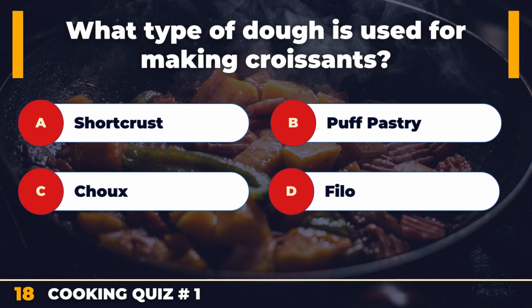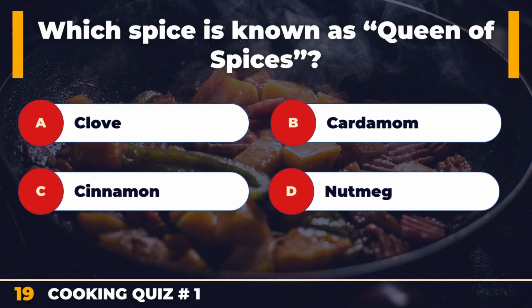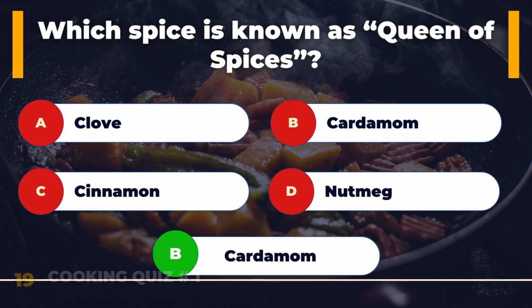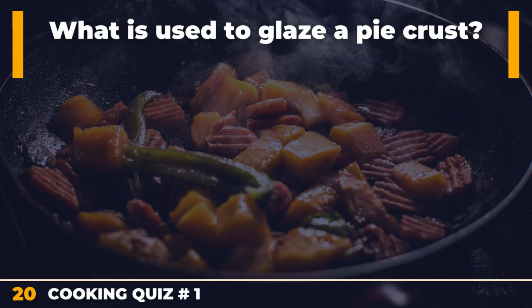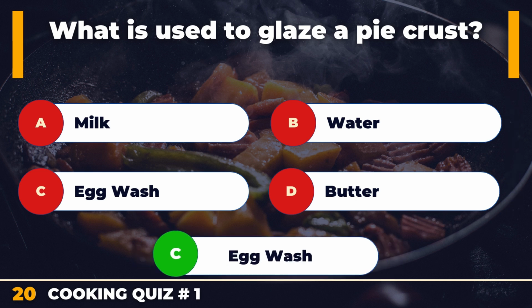Question number 18. Puff pastry. Which spice is known as the Queen of Spices? Cardamom. What is used to glaze a pie crust? Egg wash.